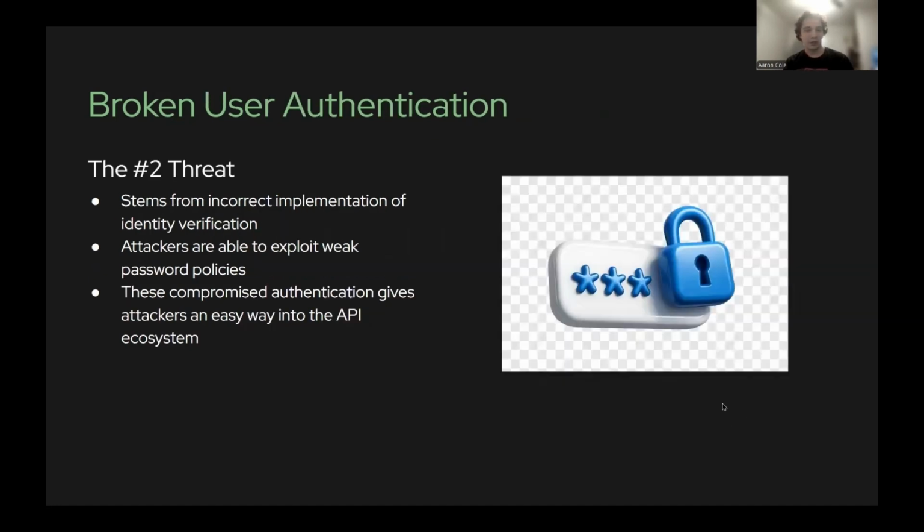Broken user authentication is the second largest threat, and this stems from incomplete or incorrect implementation of identity verification. Attackers are able to exploit weak passwords and weak policies regarding those passwords, and this compromised authentication gives attackers an easy way into the API ecosystems.